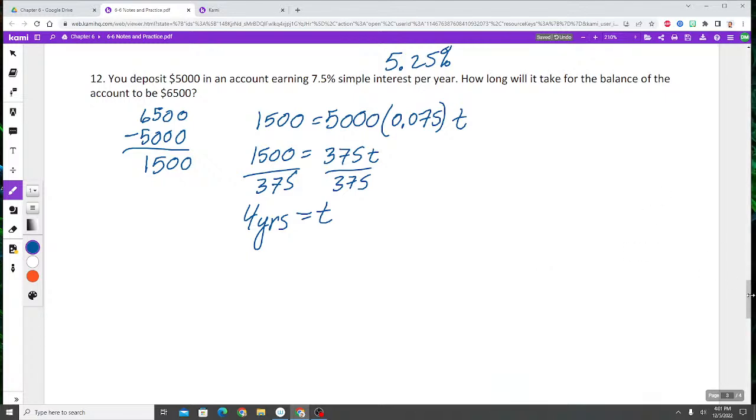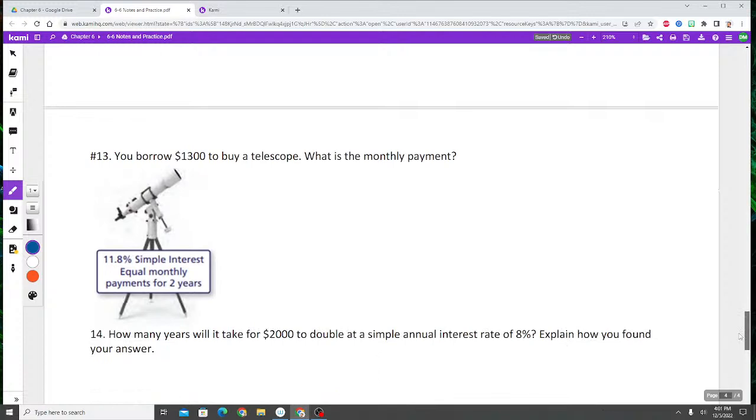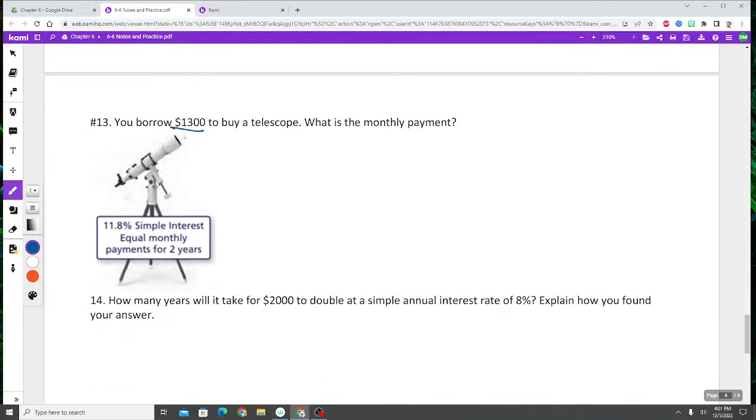All right, last page of problems that I'm going to do with you. You are responsible for the rest still. You borrow $1,300 to buy a telescope. What's the monthly payment? So we need to find the balance so we can figure out the monthly payment.